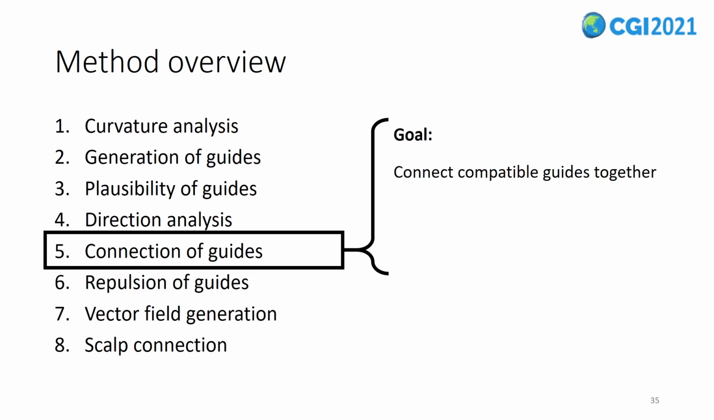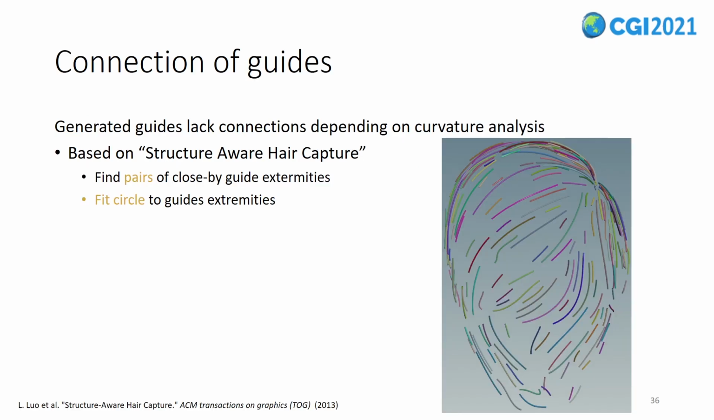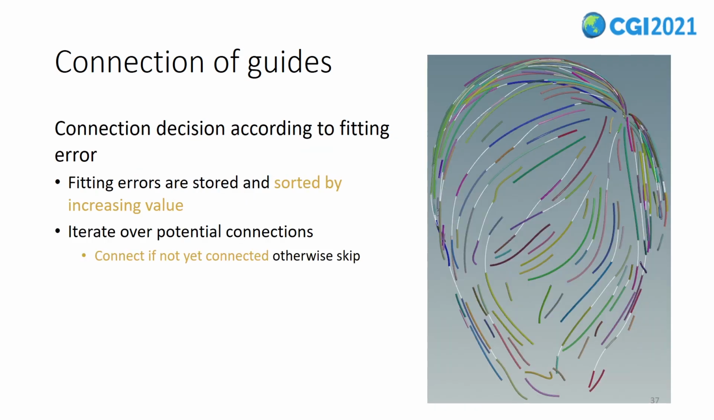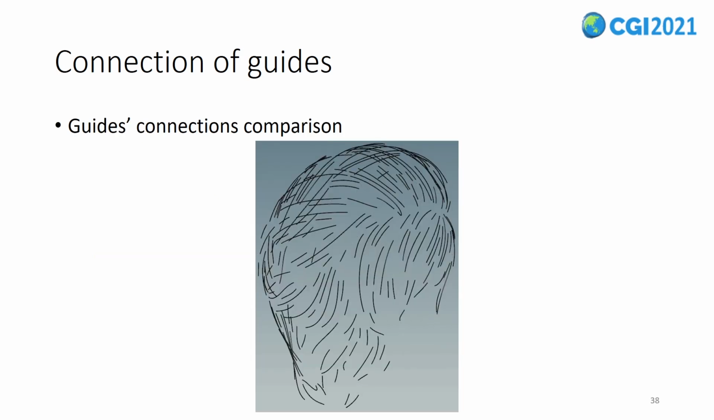Next, there is the connection of guides, which aims to connect all the compatible guides together. Based on a method proposed by Liu et al., we fit circles to close-by extremities of guides. Then we define potential connections based on the fitting error and sort all the potential connections by increasing value of error. Then we iterate over them, and if none of the extremities of the pair is connected to another one yet, then we create a connection. And this is what we have thanks to the connection of guides.